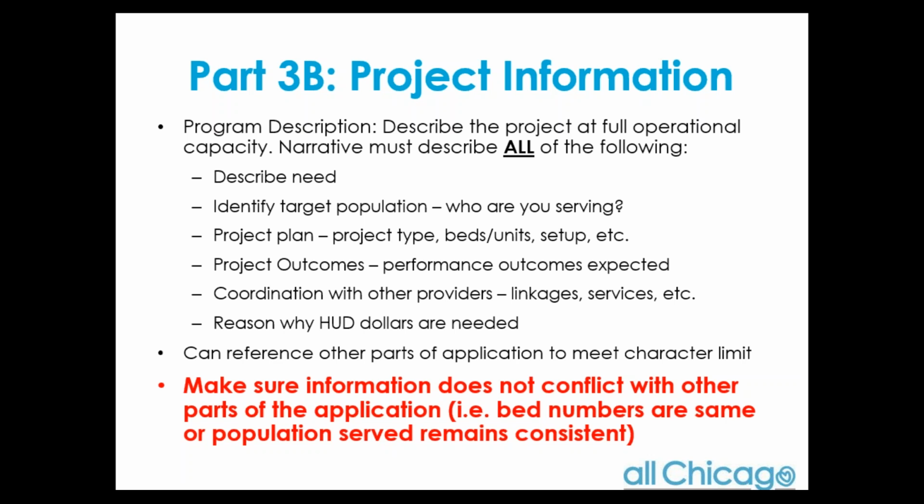And then you'll want to describe what the project plan itself is. So what is your project type? Is it permanent housing? How many beds do you have? How many units? And what the setup is. So is it project-based? Is it scattered site units? So provide enough information to get a picture of what it looks like. You'll also want to talk about your project outcomes and what performance outcomes you're expecting for the program to meet at the end of the grant year.